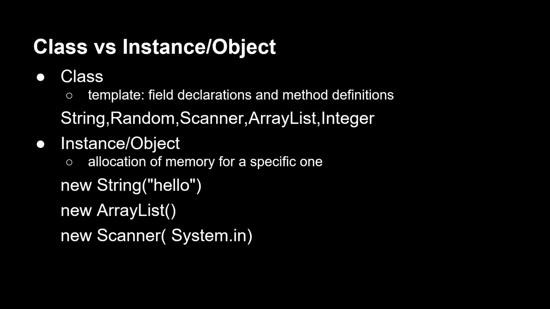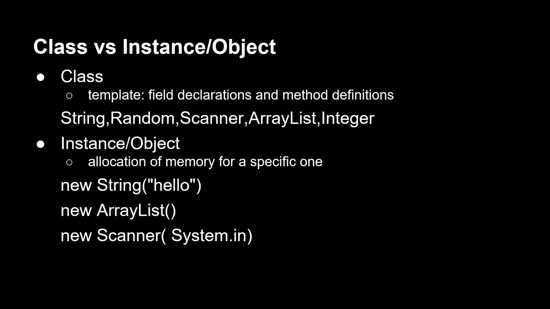Class versus instance or object. So a class is the template. It has essentially the definitions for all kinds of methods and for field declarations. The fields are the data, and the methods are actions on the data. For example, classes include String, Random, Scanner, ArrayList, Integer.